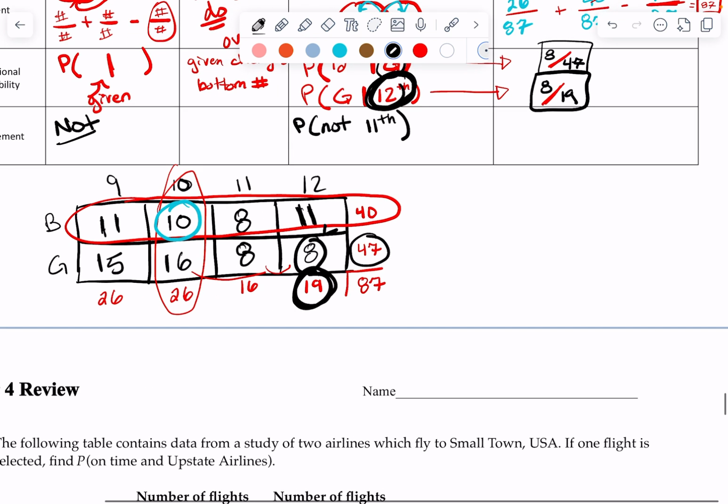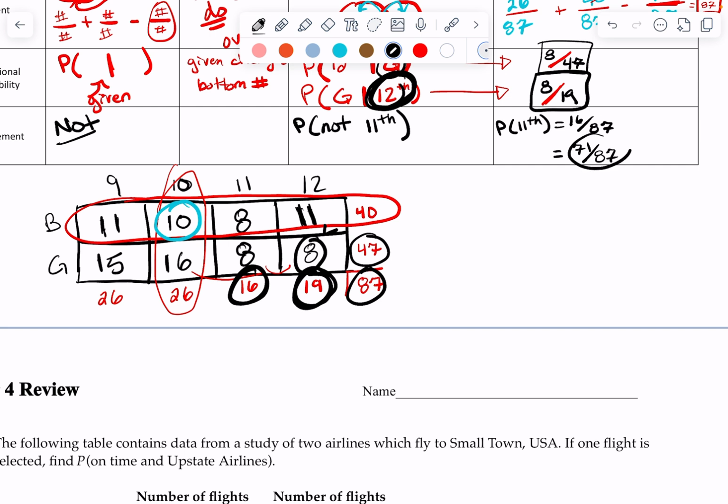Okay, there are 16 11th graders out of 87. So probability of 11th would be 16 out of 87. If I'm wanting not an 11th grader, I just subtract that from 100%, right? 87 minus 16 is 71 out of 87. That would be the probability of not 11th. Okay, and those are complements.